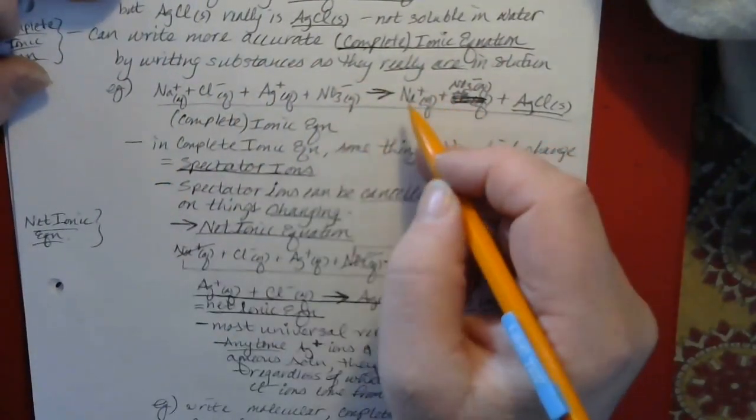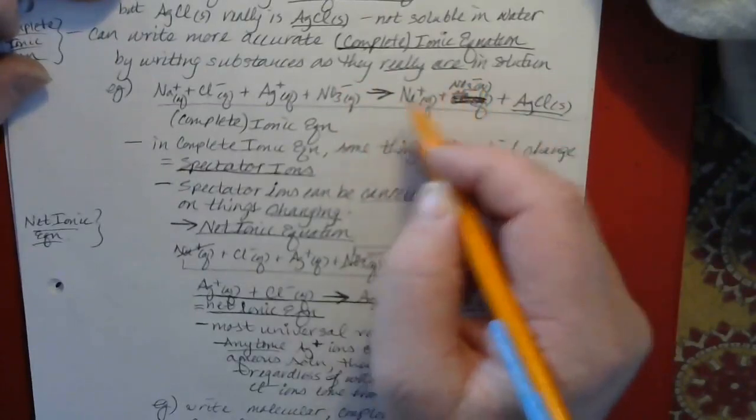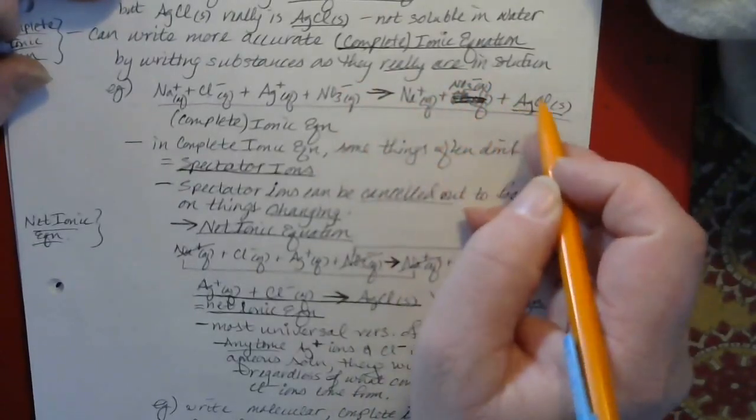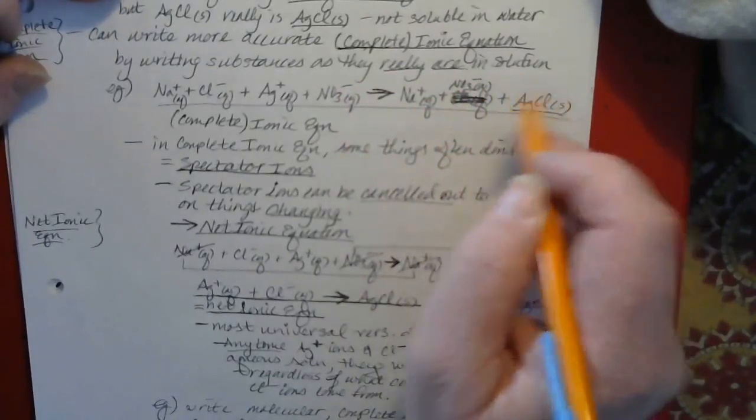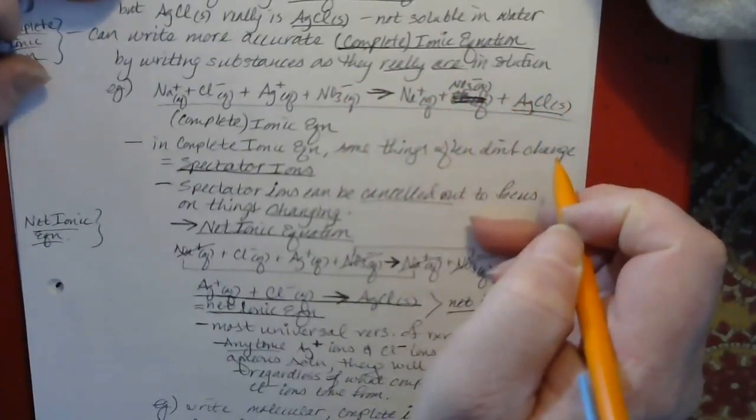NaNO3 is actually present as Na+ and NO3-, so again, that's the way you write it. But AgCl is actually present as AgCl solid, so again, that's the way you write it. And this is the complete ionic equation.